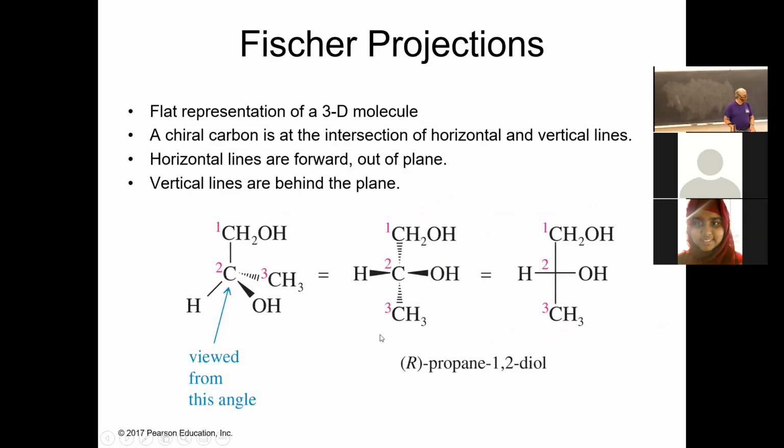Okay, Fischer projections. Fischer projections represent a flat representation of a 3D molecule. Vertical groups are back. Horizontal groups are forward, as shown here. The highest priority functional groups, in this case it's an alcohol, go up at the top. We draw the carbon skeleton vertically. So this specifies a particular orientation. That is, it's equivalent to the structure in the middle.